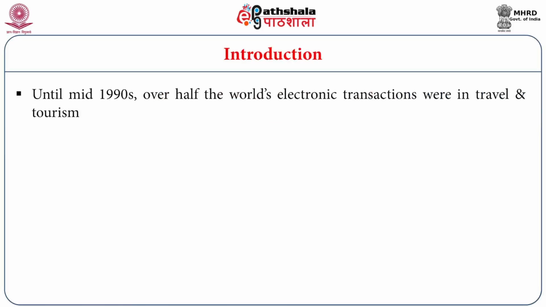Until the mid-1990s, over half of the world's electronic transactions were in travel and tourism, which means out of every 100, at least 50 were related to booking travel and tour related tickets. That was the case till the 1990s. As I said, tourism adopted ICT well in advance, and many other sectors came later. That's why tourism had over 50% of the transactions till the 1990s.